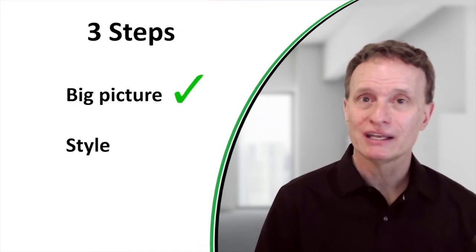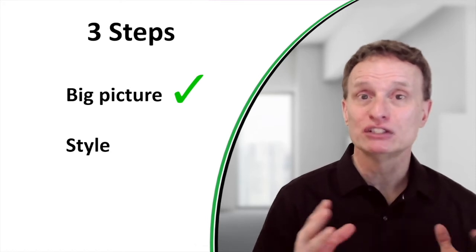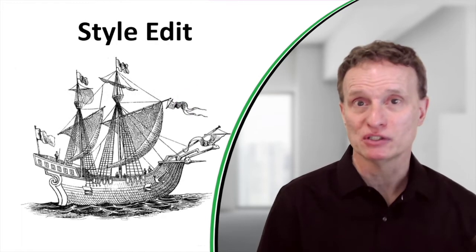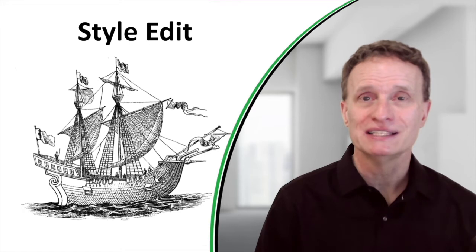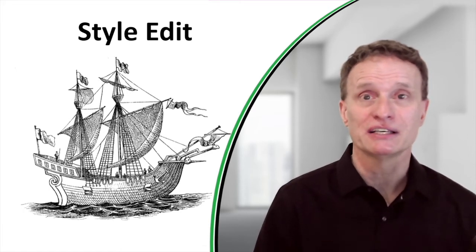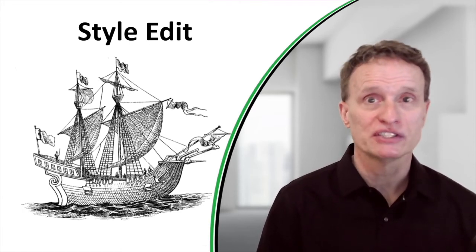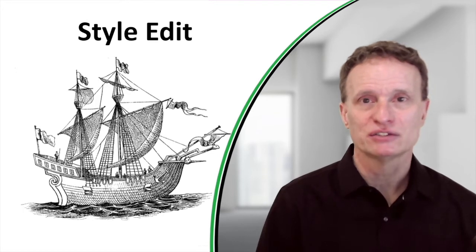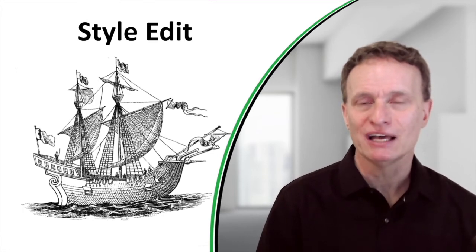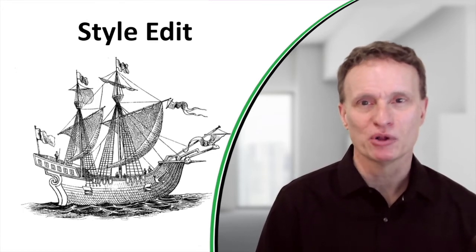When you're style editing, really what you're looking at is individual scenes and individual chapters. So you're trying to figure out, is the scene clear? Is it compelling? Are the characters interesting? Is the dialogue interesting?